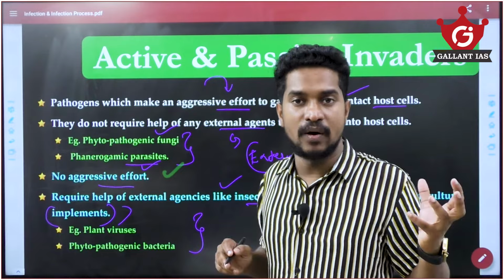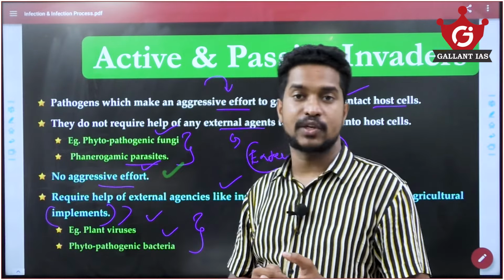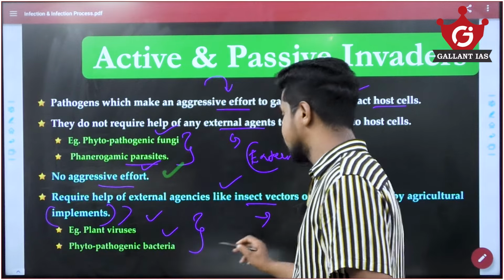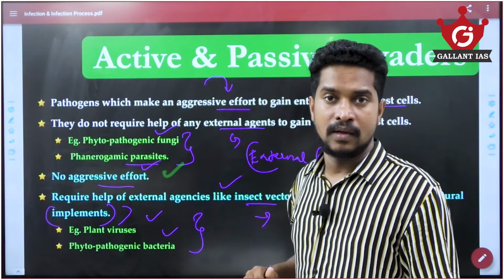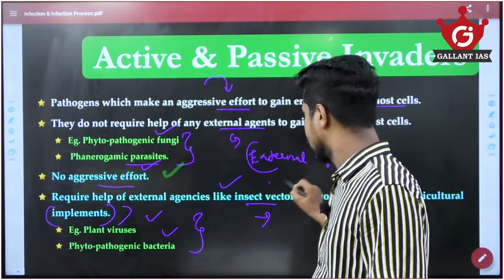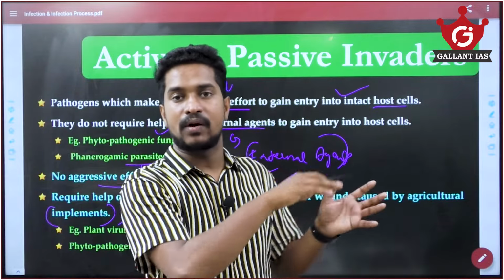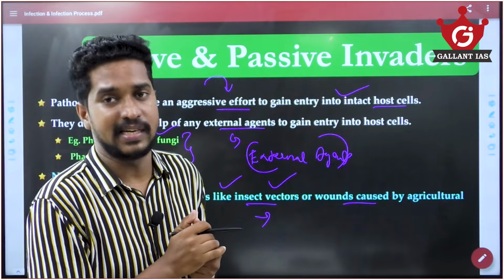The examples for passive invaders are plant viruses and phytopathogenic bacteria. These viruses and bacteria infect the plant mainly through wounds on the host plant. Through that wound, they gain entry into the host cells.